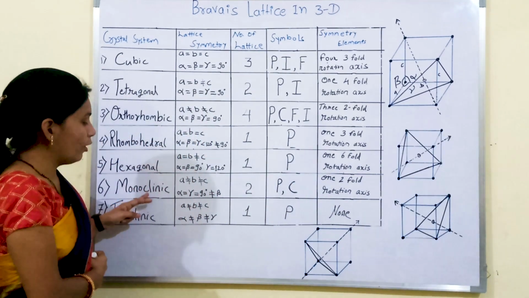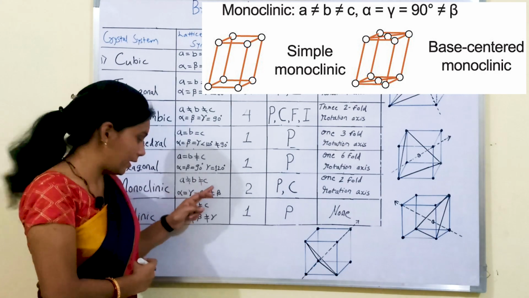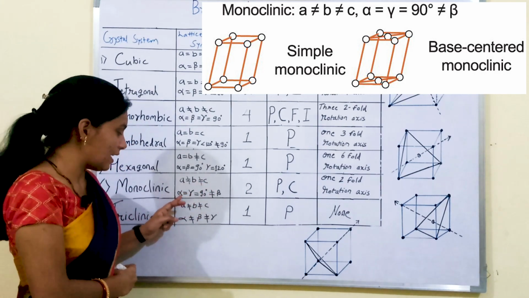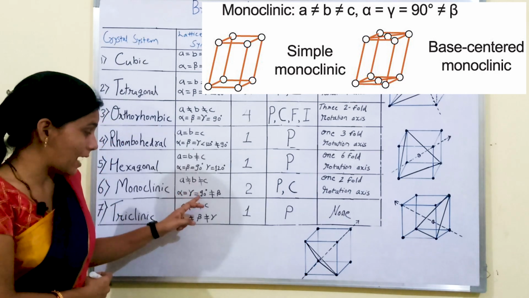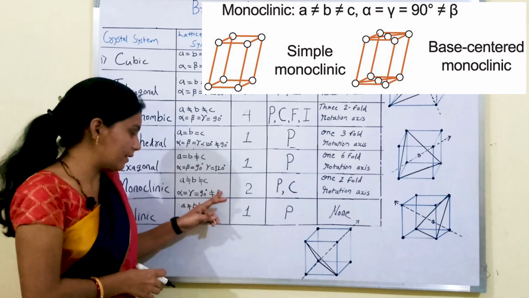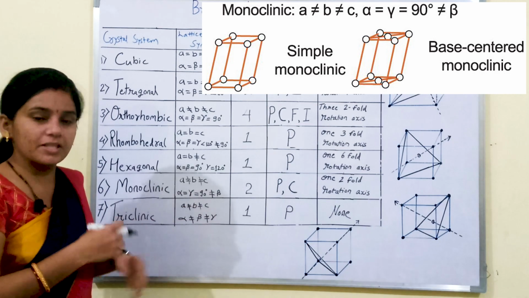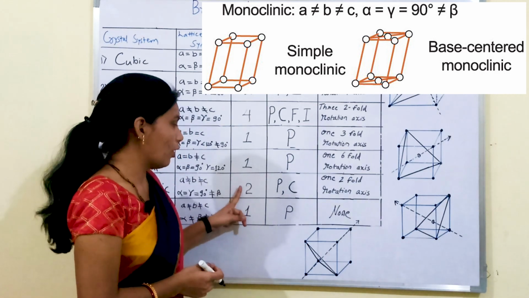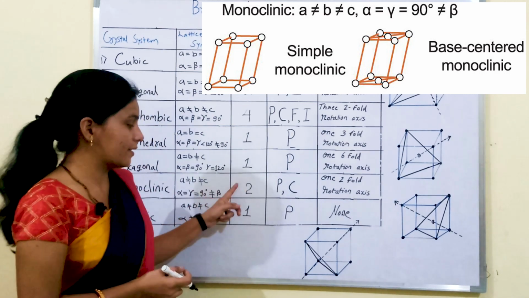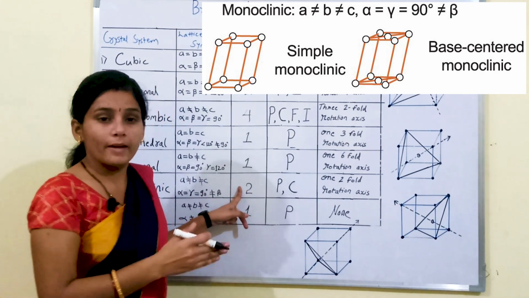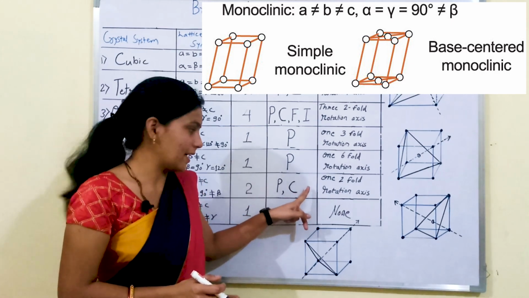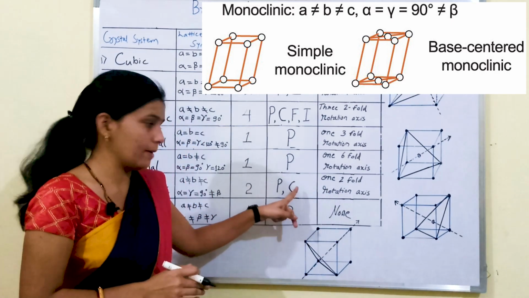In monoclinic, a is not equal to b is not equal to c, and alpha = gamma = 90 degrees, but beta is not equal to 90 degrees, that is, less than or greater than 90. In this monoclinic crystal system, 2 Bravais lattices are present, primitive and side centered, or we can simply say base centered.